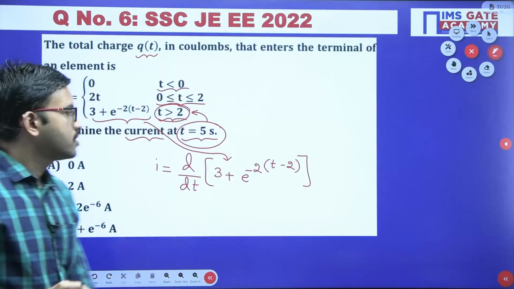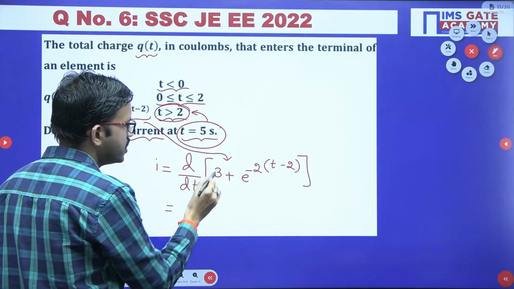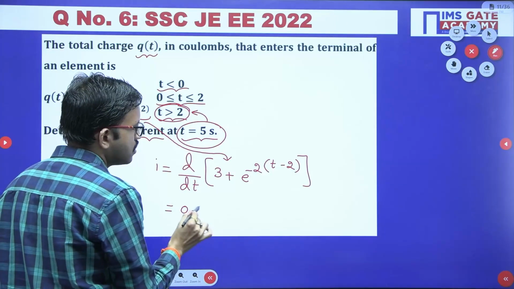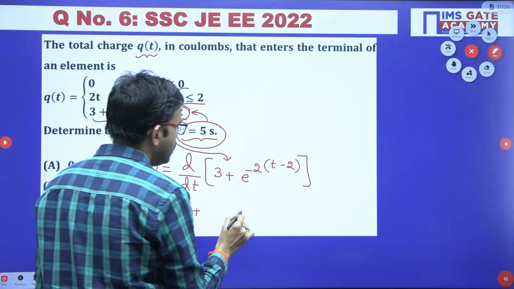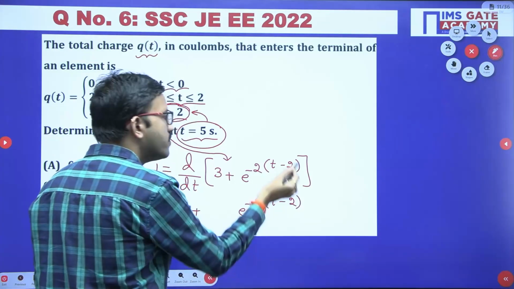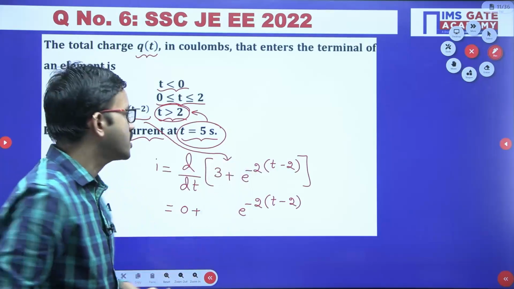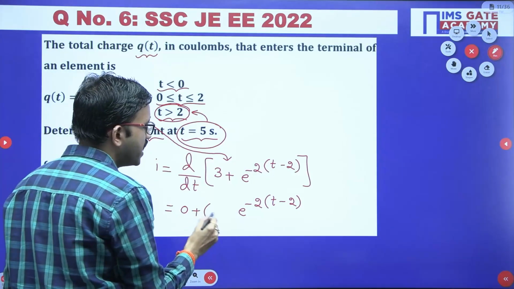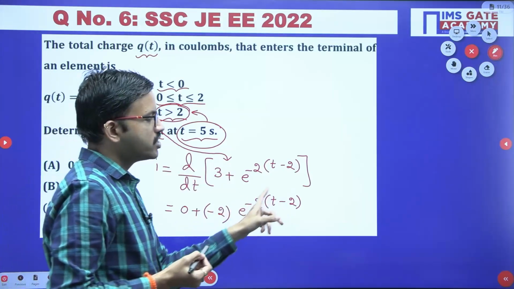Okay, so derivative of constant is what? 0. Derivative of constant is 0. Then e power minus x derivative, e power minus x only. After that, whatever power you are having, for that power you have to perform differentiation. So from there you will be getting minus 2 into derivative of 2t is 2, derivative of constant is 0.